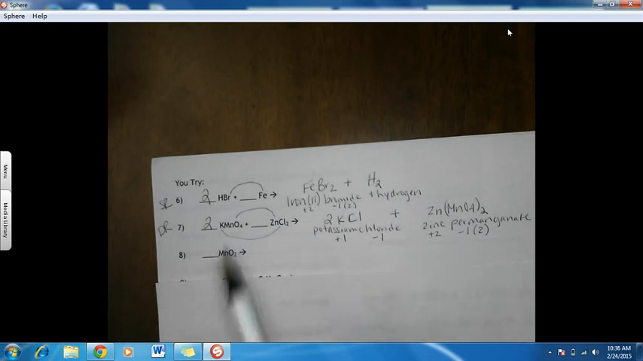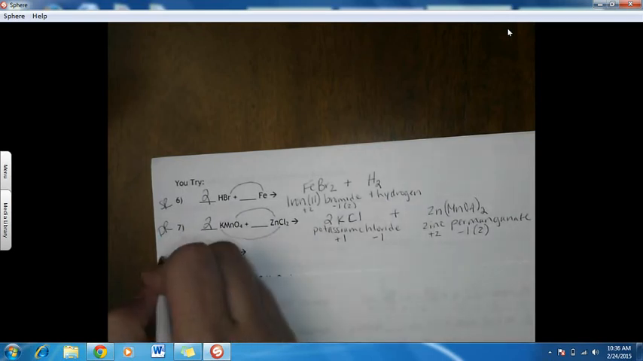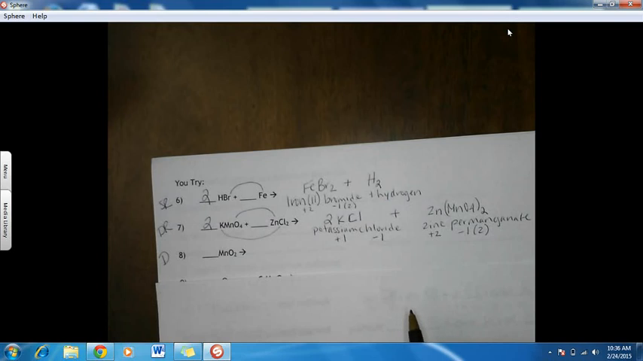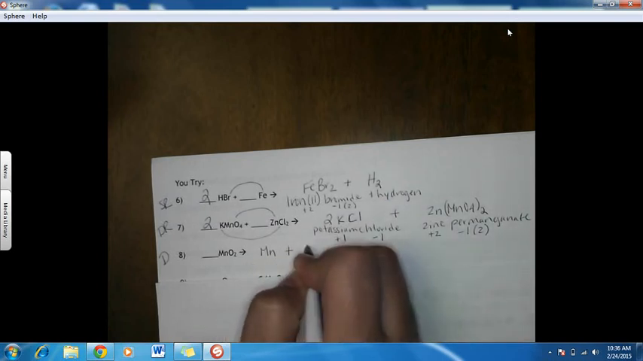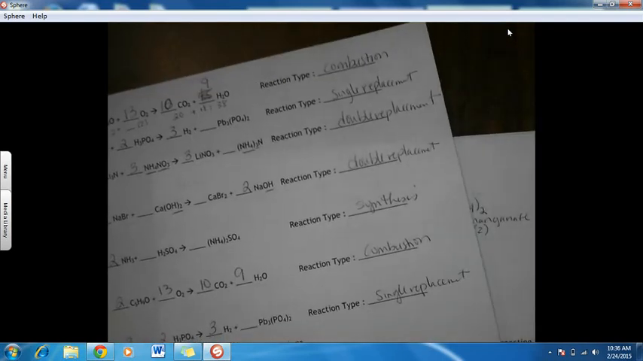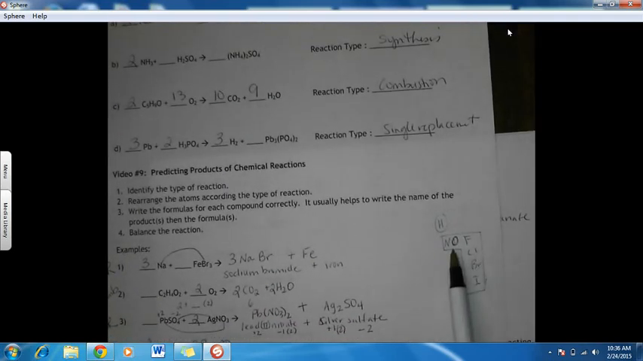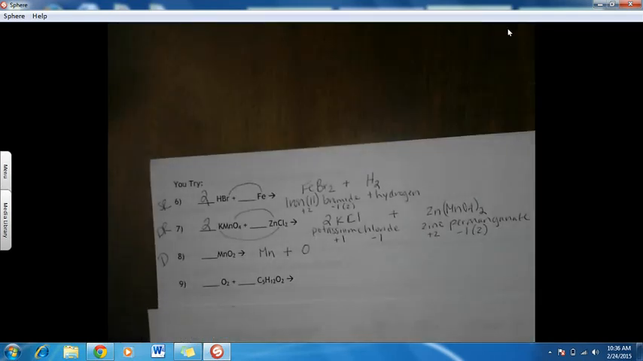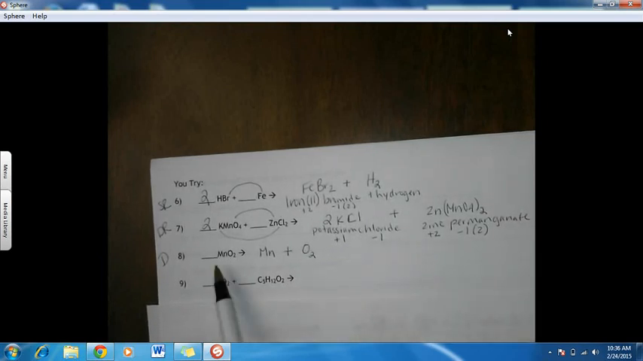Alright, number 8, we have only one reactant, so the only thing it's going to do is decompose. So that's decomposition. It's going to decompose into the elements, manganese and oxygen. Again, we have to think about our diatomic elements. Are manganese or oxygen on our list of diatomic elements? Yes, oxygen is. And so since it's all by itself, it's got to have a subscript 2 because it's diatomic. We balance 1 Mn, 1 Mn, 2 O2, 2 O's, 2 O's.